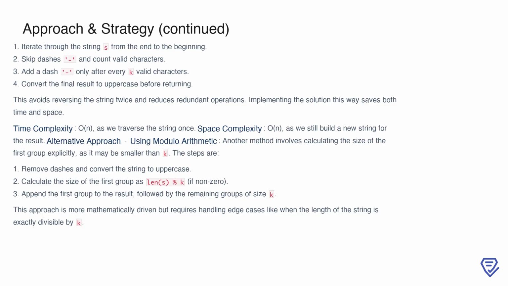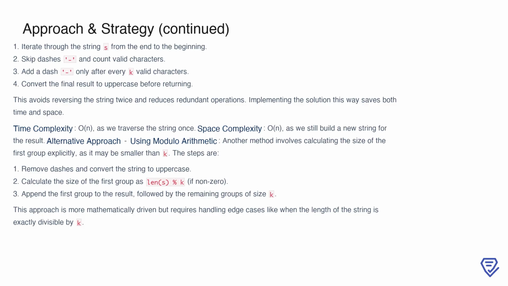Once the iteration is complete, we convert the result to uppercase before returning it. This approach preserves the O(n) time complexity since we still traverse the string once, but it avoids the extra overhead of reversing the string. The space complexity remains O(n) because we need to store the formatted result.